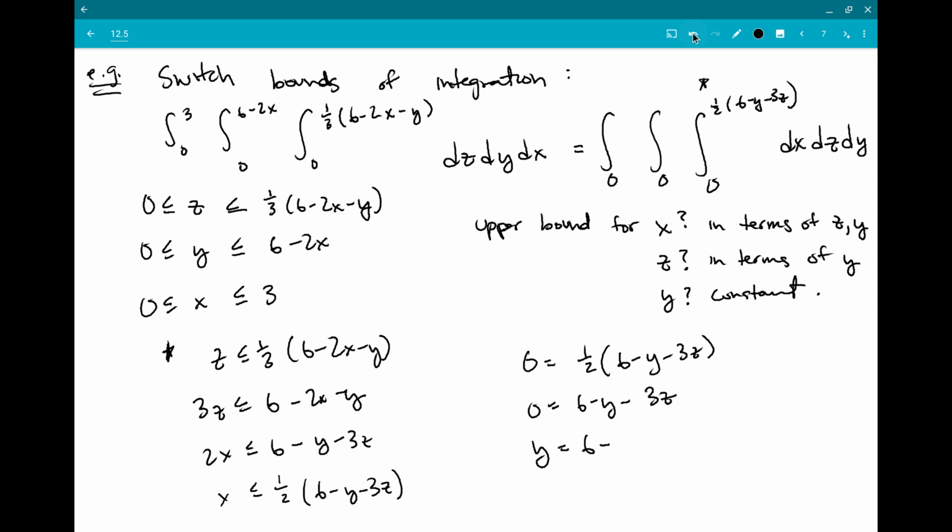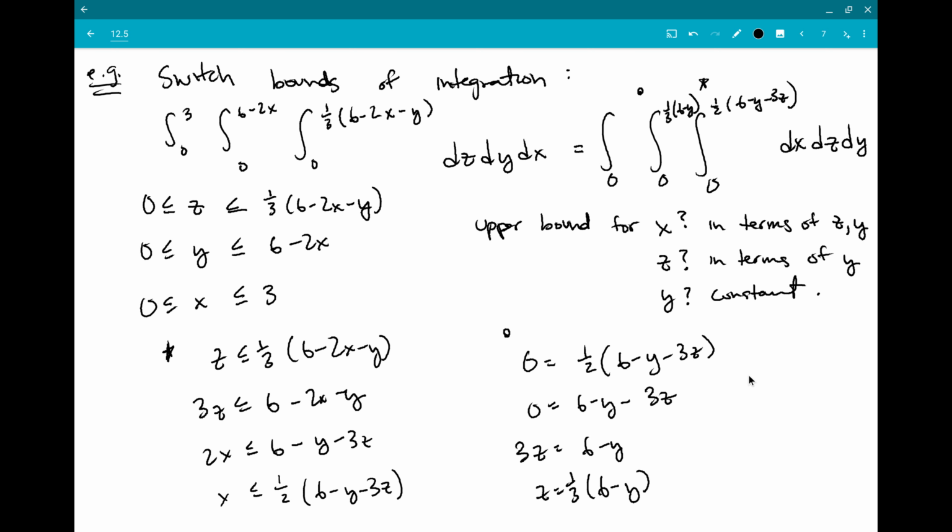Oops, I'm sorry. I'm solving for z. I wanted to switch every variable, but it keeps tripping me up. So I get 3z equals 6 minus y, z equal to 1/3 times (6 minus y). So 1/3 (6 minus y) goes right there.